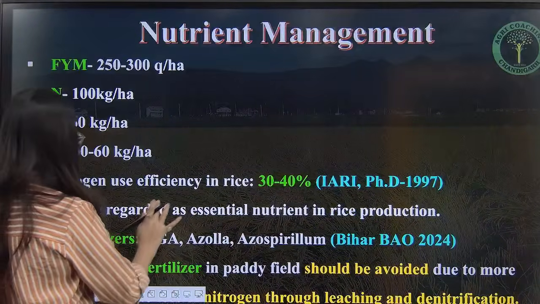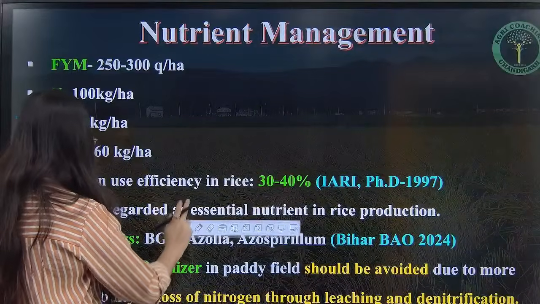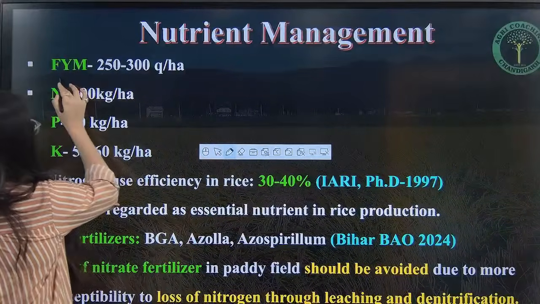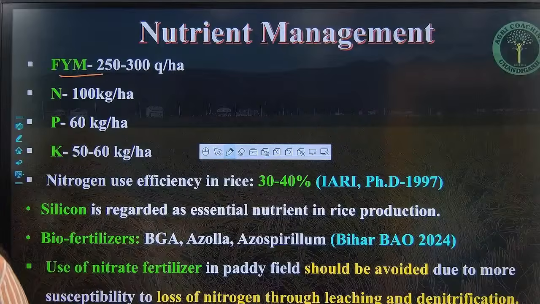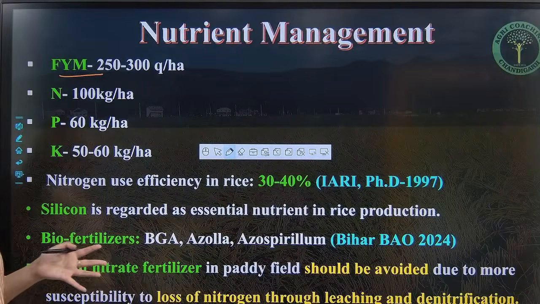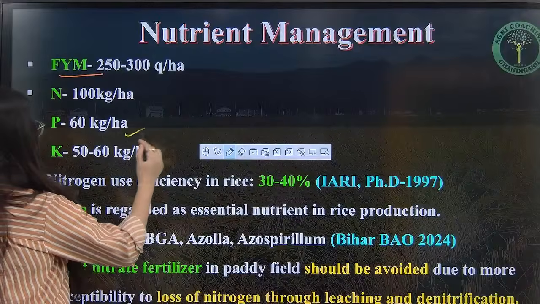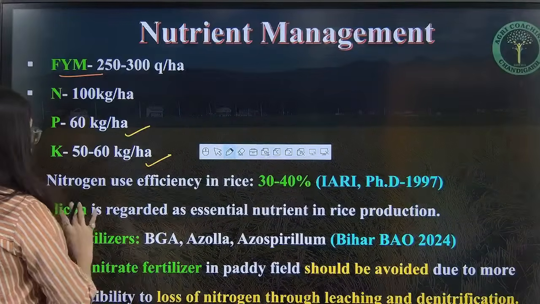Next is the nutrient management. Now let's talk about the nutrient management part. FYM, the farmyard manure, is around 250 to 300 quintal per hectare. Then the next we have is the nitrogen. So what is the nitrogen requirement? Around 100 kg per hectare. Next we have the phosphorus, around 60 kg, and potassium again around 50 to 60 kg.